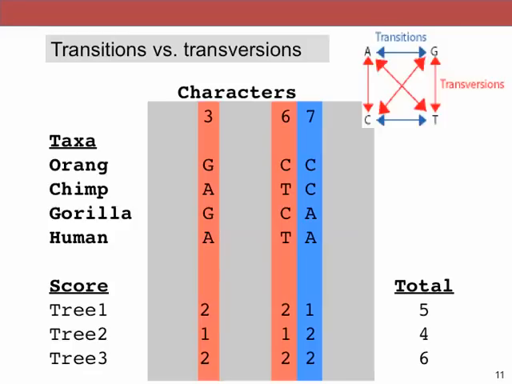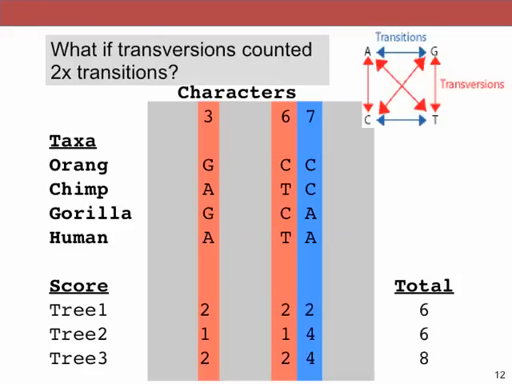So let's imagine maybe we want to count transversions twice as much as transitions. If we did that, we would have 2 points here and 4 for each of the other 2 trees, as opposed to 1 and 2. What this is doing basically is that tree number 1 required 1 transversion event. Tree number 2 and tree number 3 required 2 transversion events. We are going to penalize tree number 2 and tree number 3 extra because they required 2 instead of 1 transversion event. So we have doubled the cost in essence.